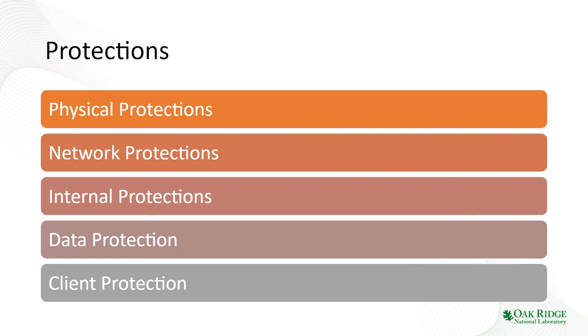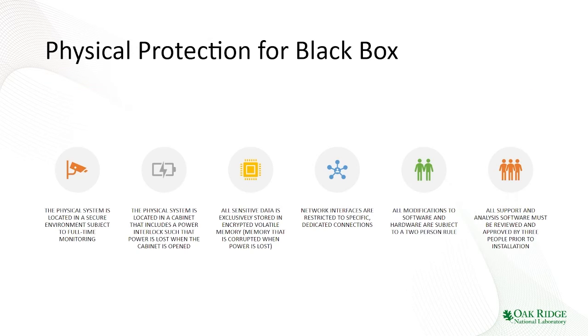There's lots of protections in this. I would love to go through the threat model for this and the attack model and all the other models we did for it, but for lots of reasons I can't, right? They expose information about the environment that we don't necessarily want to make public. So I'll just hit some of the highlights. There are physical protections, network protections, internal protections, there's data protection, and even protections for the client in this.